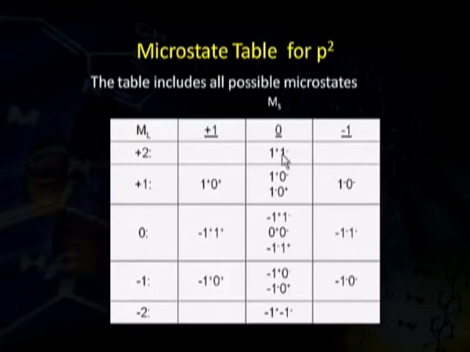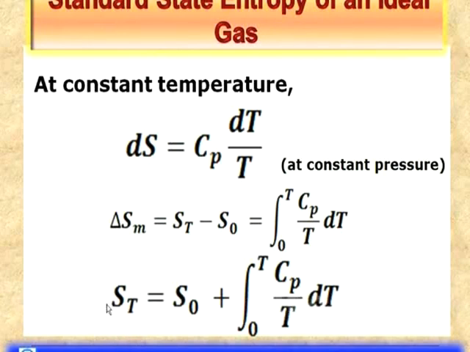The superscript of plus and minus indicates that the electrons are arranged in spin states. St, the molar entropy of a substance at temperature T, equals S0, the molar entropy of the substance at 0 Kelvin, plus an integral term. This term corresponds to the change in entropy for a substance when you heat it from 0 Kelvin to T Kelvin. So what you get is this equation.